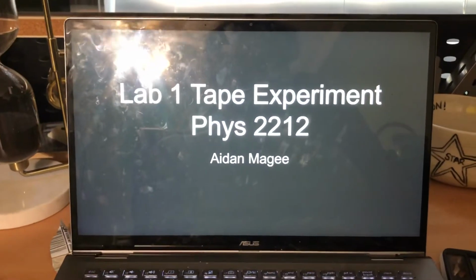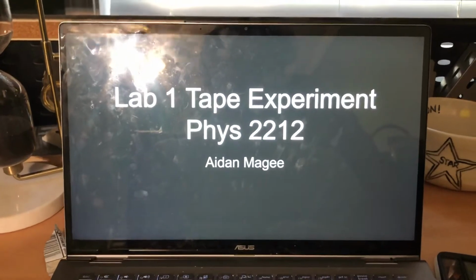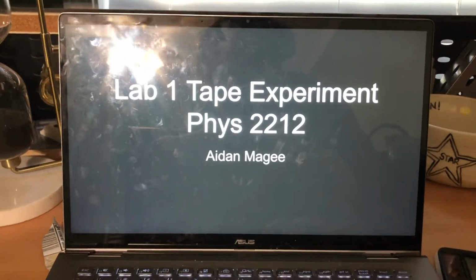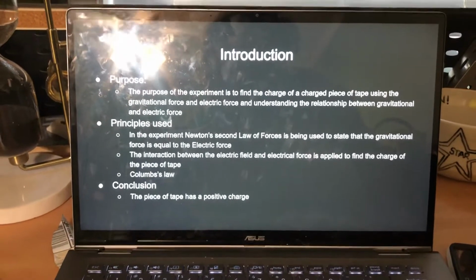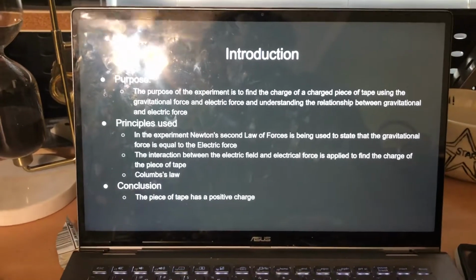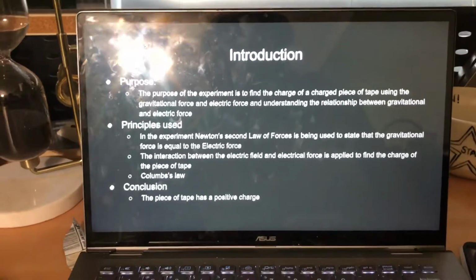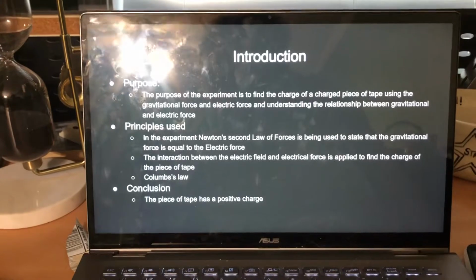This is my lab report for experiment 1, the tape experiment for Physics 2212 by Magee. The purpose of the experiment was to find the charge of a charged piece of tape using the gravitational force and electric force, and understanding the relationship between the gravitational force and the electric force.